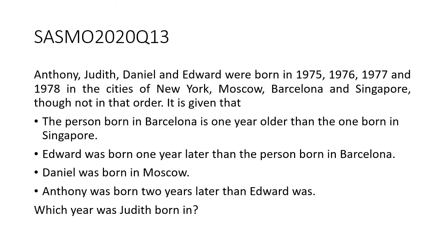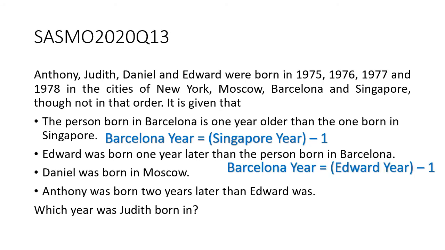So for question 13, we're going to turn these clues into mathematical statements. From the first statement, we know that the birth year of the person born in Barcelona is equal to the birth year of the person born in Singapore minus 1. From the second statement, we can see that the birth year of the person born in Barcelona will be equal to Edward's birth year minus 1.